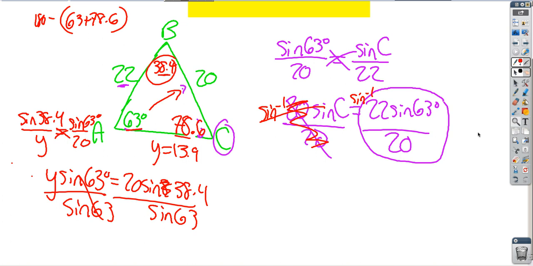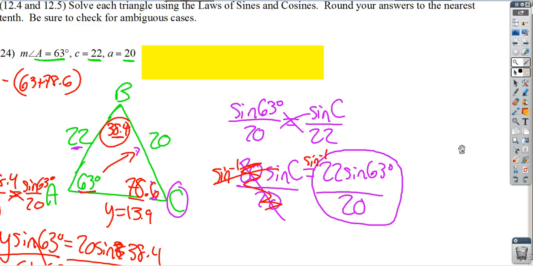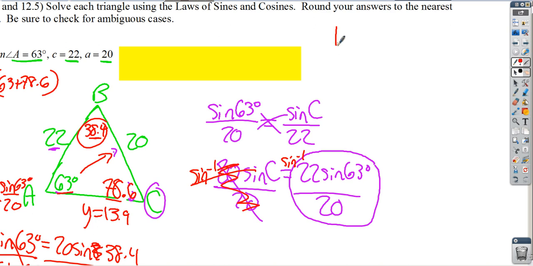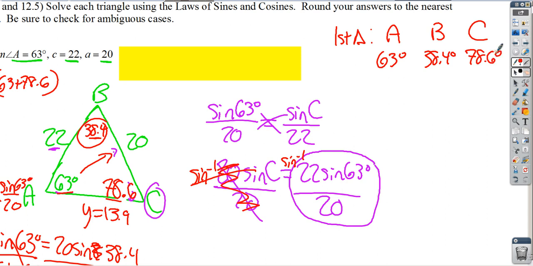Okay, but here's the big thing. How do we find out if there's multiple triangles? So we know for sure that we have a first triangle because we just found it. So here's how I like to do it just to keep it organized. Just label your sides and your angles. So we know that angle A was 63, B we found out to be 38.4, and C we found out was 78.6. And we know that the sides were, A was 20, B was 13.9, and C was, what was C? C was 22. Okay, so that's definitely our first triangle.